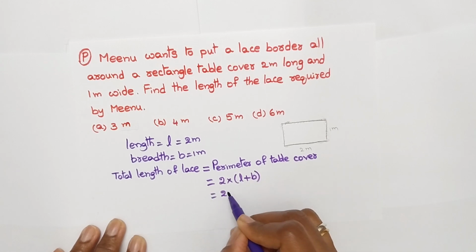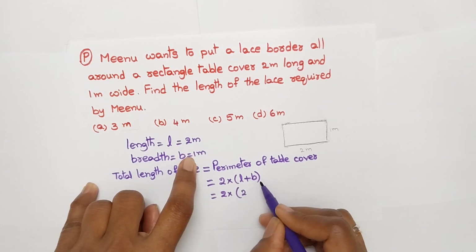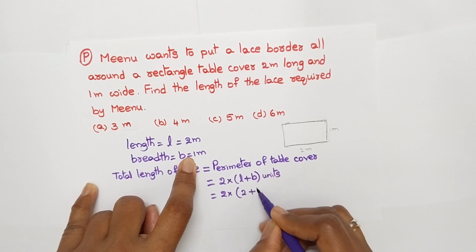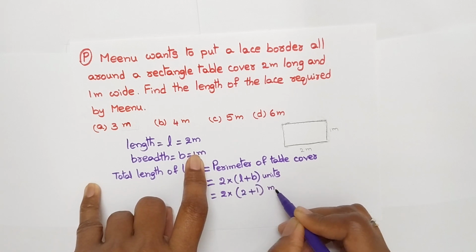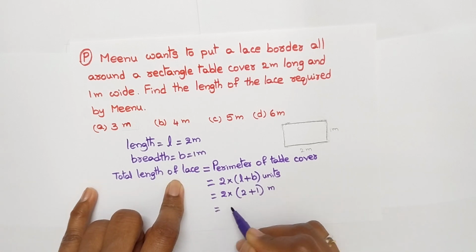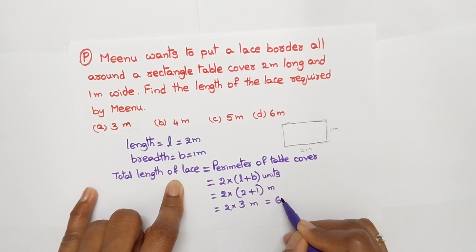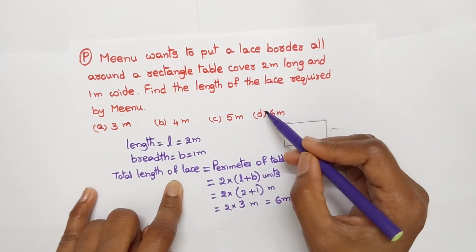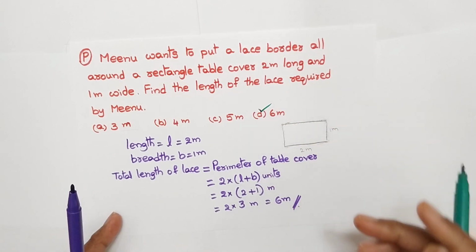What is the value of L? L is 2 and breadth is 1. 2 plus 1. In the place of units we mention meters, M. So 2 into 2 plus 1, that is 3 meters, equals 6 meters. So what is the answer? 6 meters. Option D is the correct one.